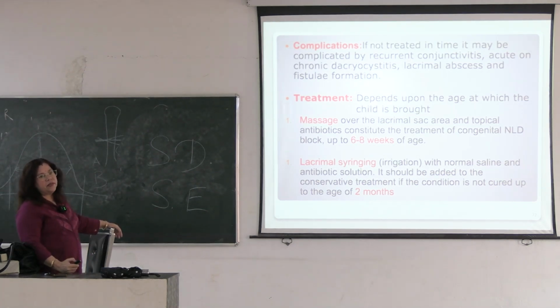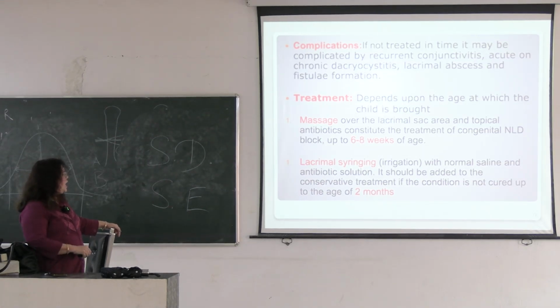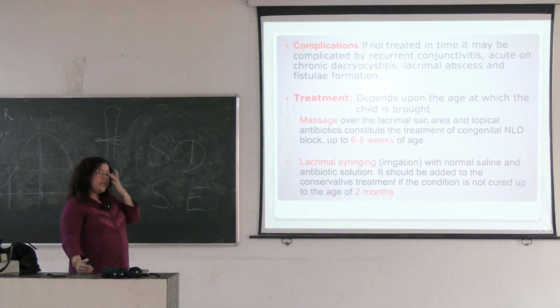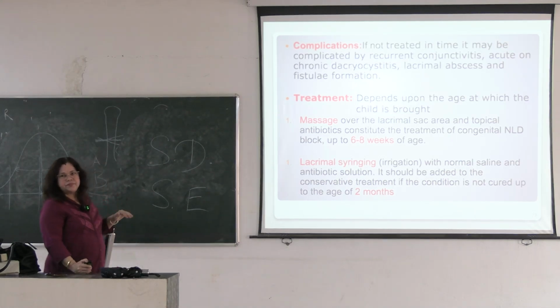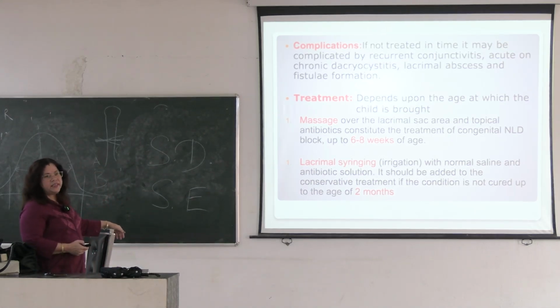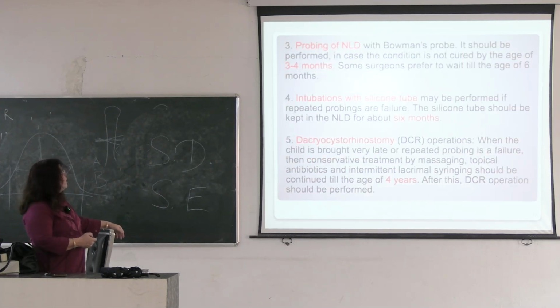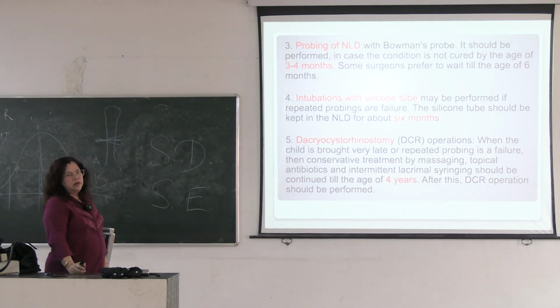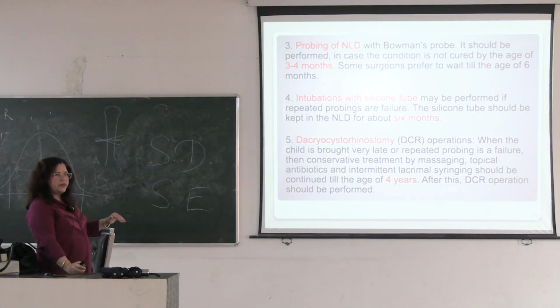Then the second one is probing. Probing is done after 6 months, and lacrimal syringing with normal saline and antibiotic solution is done. But in case of an infant, it is done under GA. The patient is not allowed to do syringing, but in adults we normally do the syringing. Then probing of the nasolacrimal duct is done through the Bowman's probe.